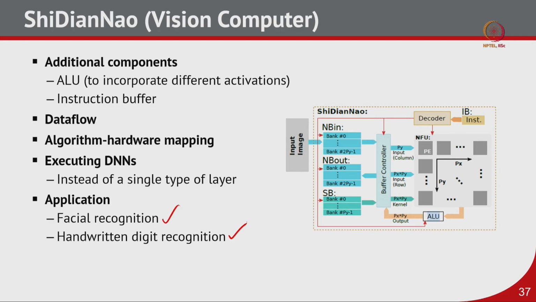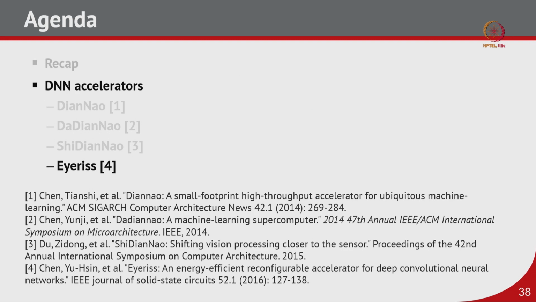So, overall, so far we have seen the DianNao series. The very first one, DianNao, proposes one accelerator architecture where we have split buffers and then 3 different NFU units. DaDianNao scales up DianNao into multiple cores, and then ShiDianNao executes specific applications like facial recognition and handwritten digit recognition. Now, finally, let us discuss Eyeriss.